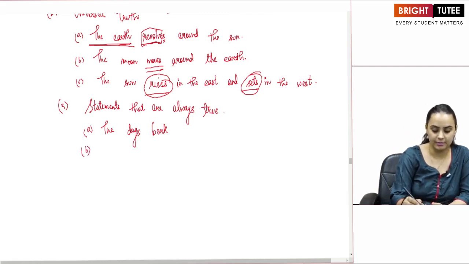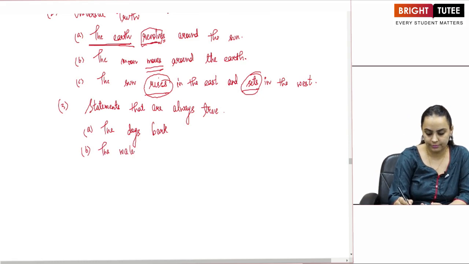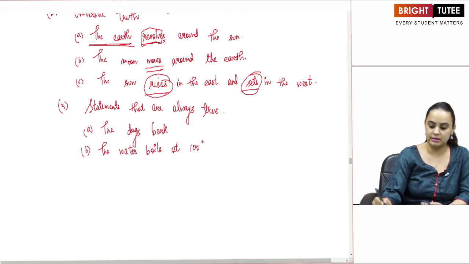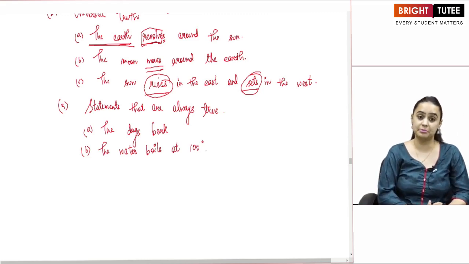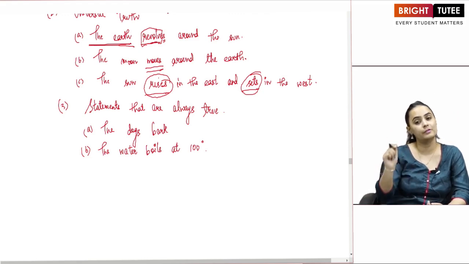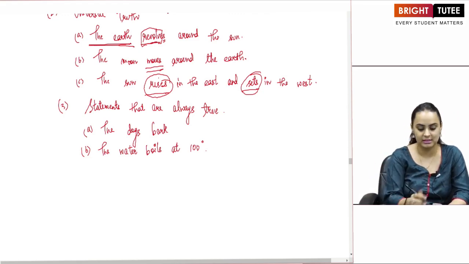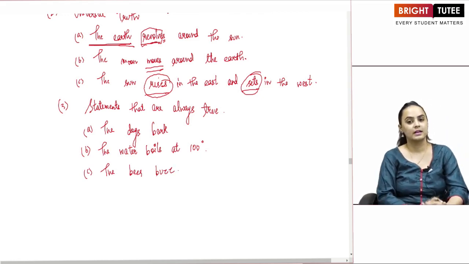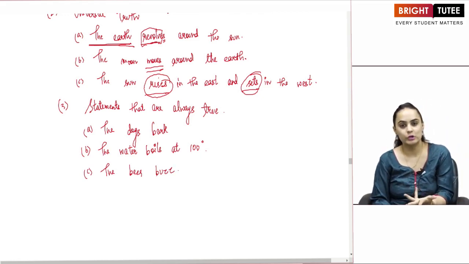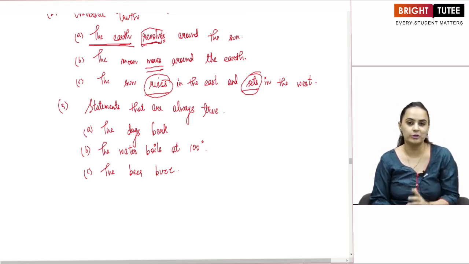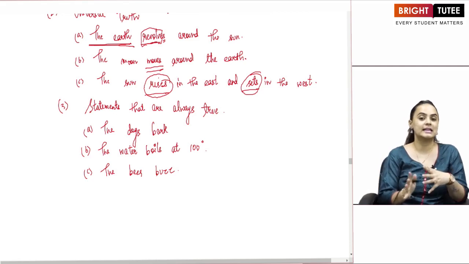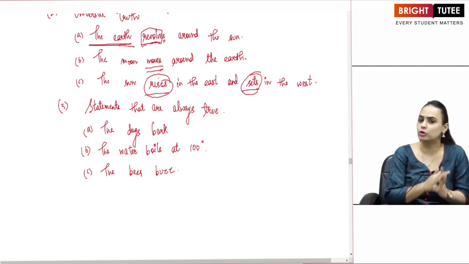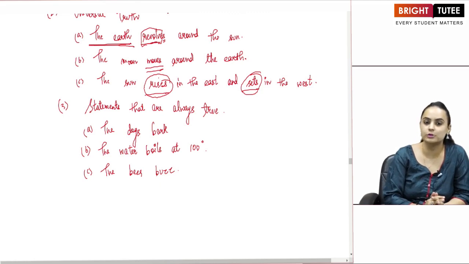Right? If I say the water boils at 100 degrees. So this is again something which is always true, that water will always boil at 100 degrees. If I say the bees buzz. So this is the sound that the bees are always going to make. They are always going to buzz. They are not going to start barking. So such statements which will always be true, no matter what, for those statements also we are going to use the simple present tense.